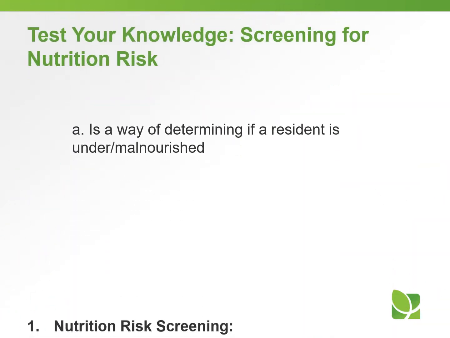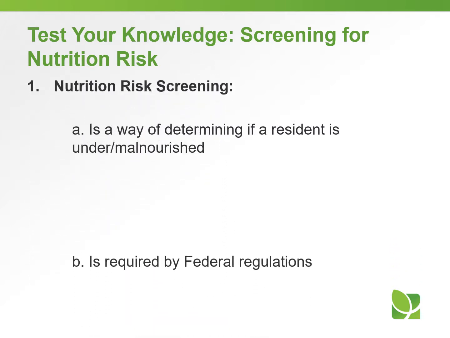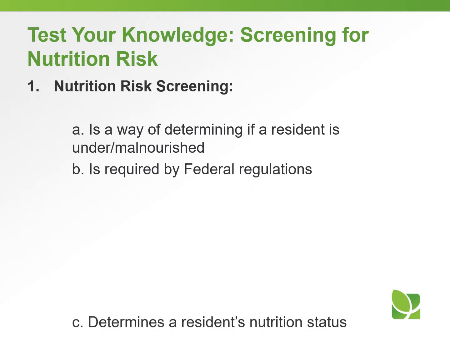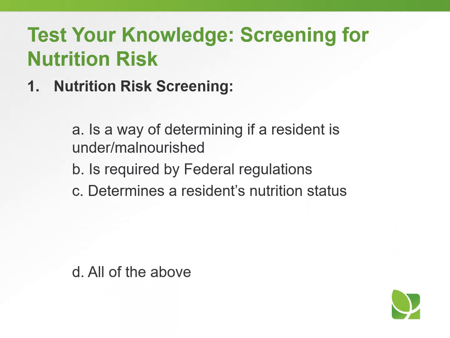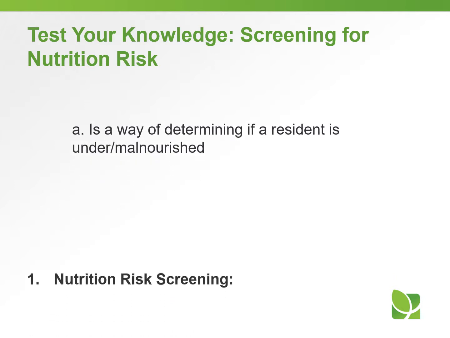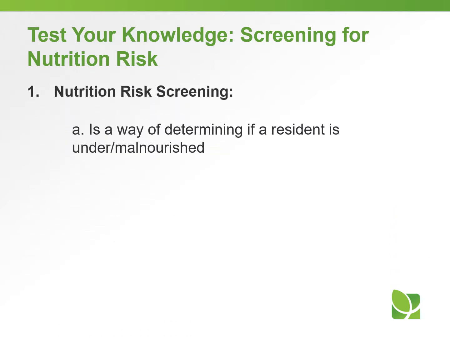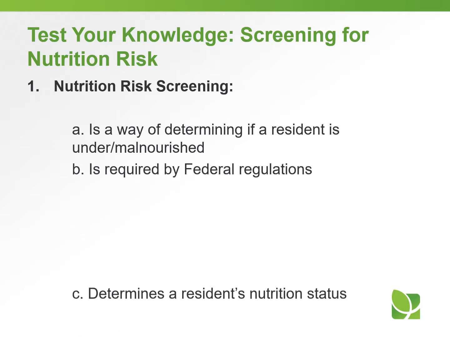Let's test your knowledge. Screening for nutrition risk. Question number 1. Nutrition risk screening is A, a way of determining if a resident is under or malnourished, B, is required by federal regulations, C, determines a resident's nutrition status, or D, all of the above. And the answer to question number 1, nutrition risk screening, is D, all of the above.